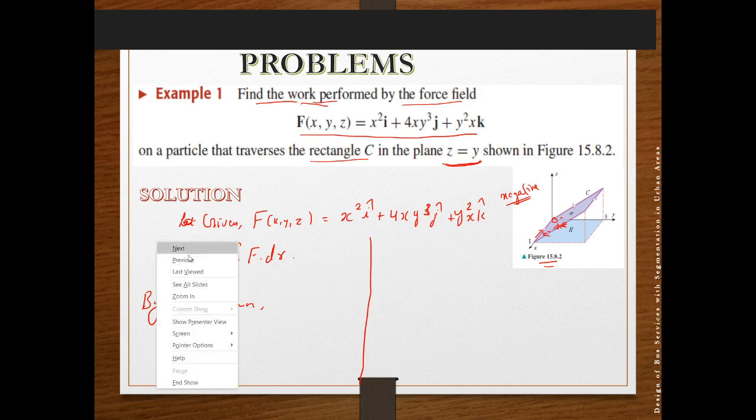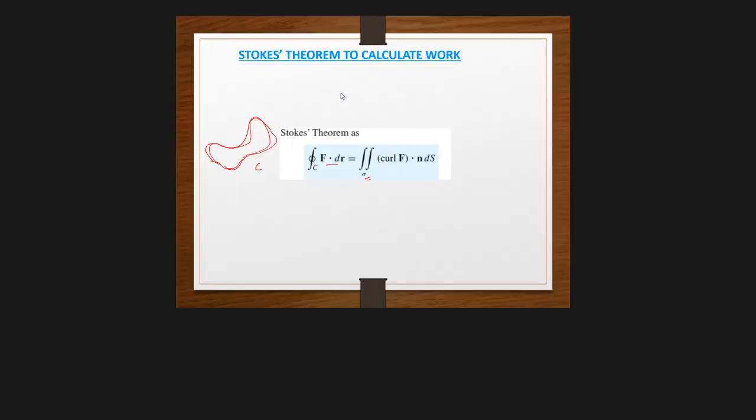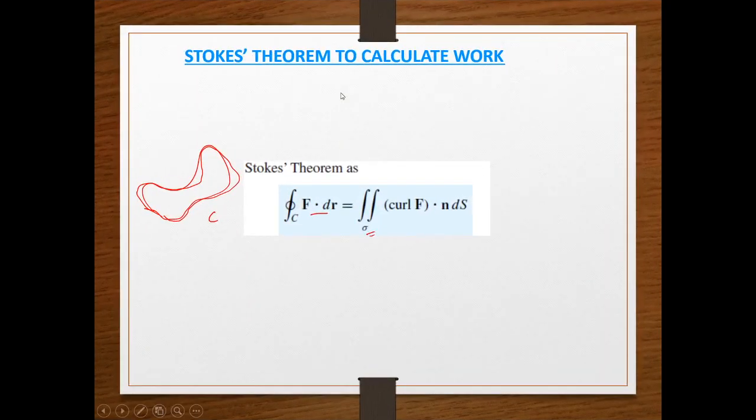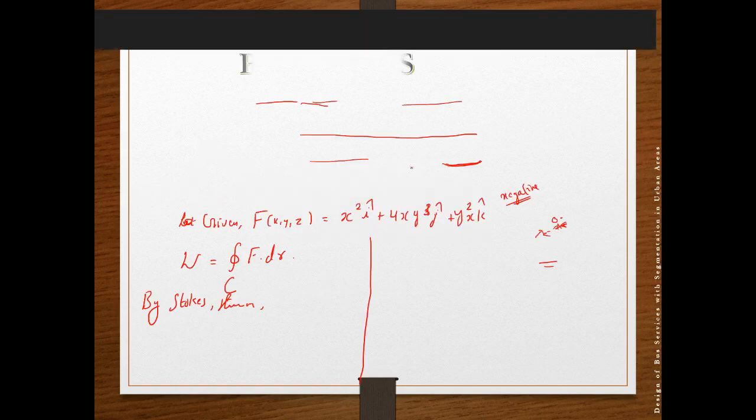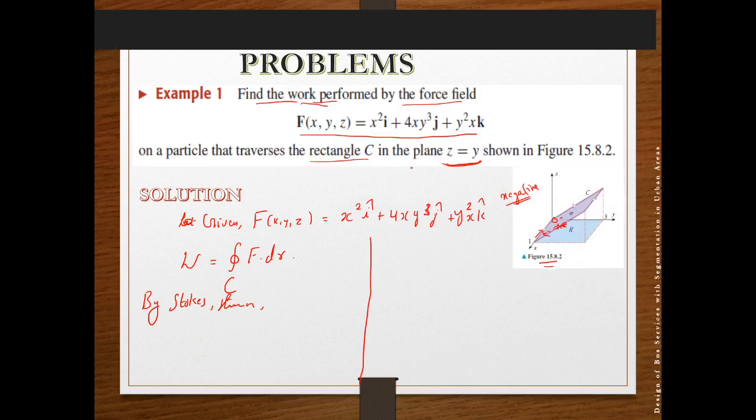Stokes theorem. So this is Stokes theorem. The integral over C of F dot dr is equal to the double integral over sigma of curl F dot n dS. So this is the surface integral of curl F dot n dS. Now, W equals the integral over C of F dot dr, which is equal to the double integral over sigma of curl F dot n dS.